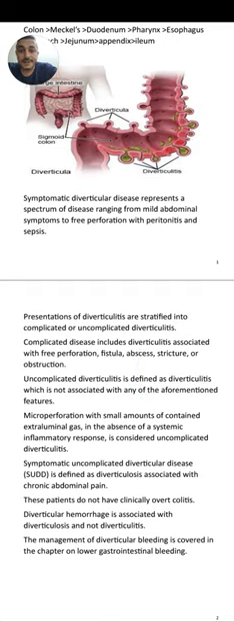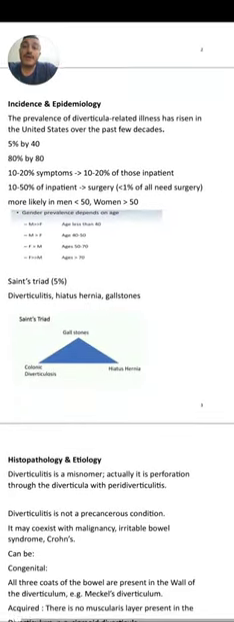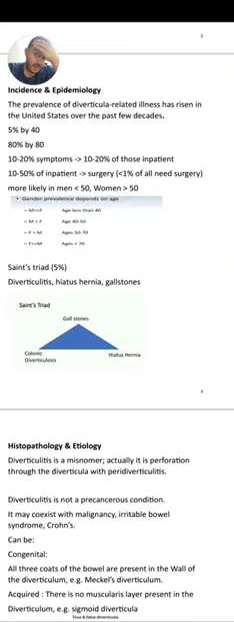This is what is written in these slides. If we are talking about the incidence and epidemiology, in general, diverticular disease and diverticular related illness, whether diverticulitis or diverticulosis, is increasing these days. This is number one. Number two, the incidence of diverticular disease and diverticular related illness is about 4 or 5% in patients in their 40s, and 80% in patients in their 80s.